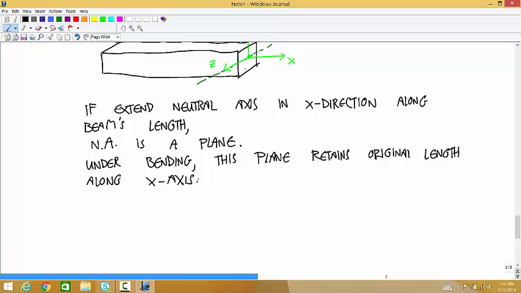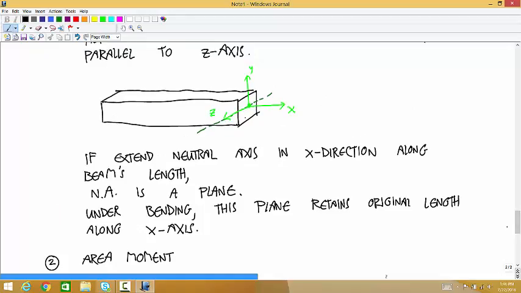So the next one that we need is the area moment of inertia. That's right. There is a plane that slices this beam in half, top to bottom, and that plane's length doesn't change as it bends. That was the blue line before, and it's the dark green line here.